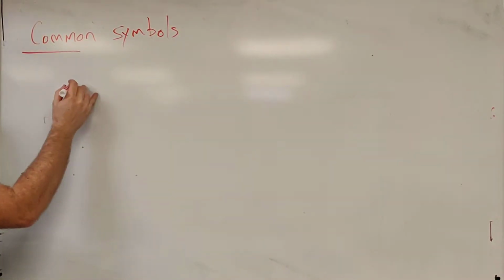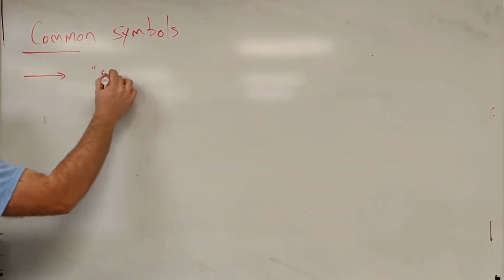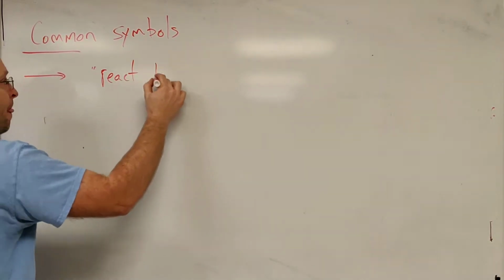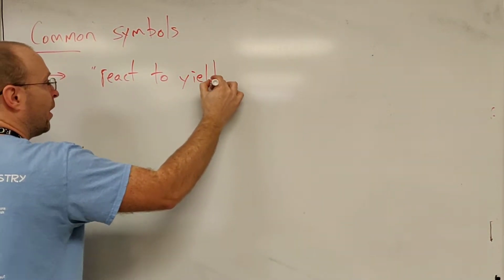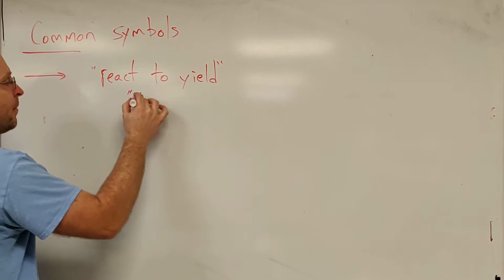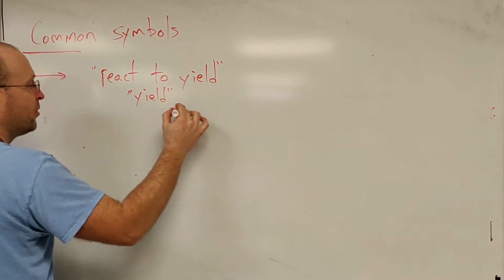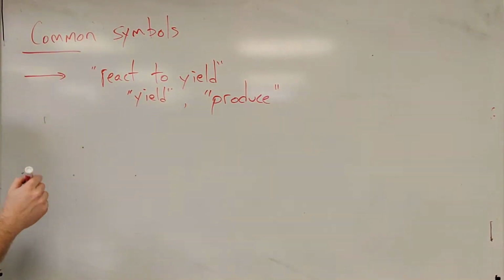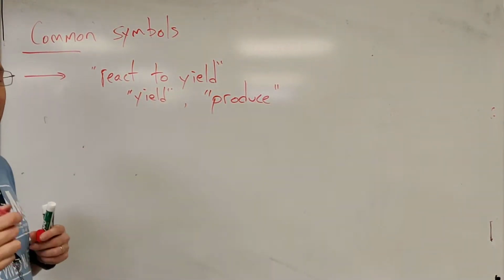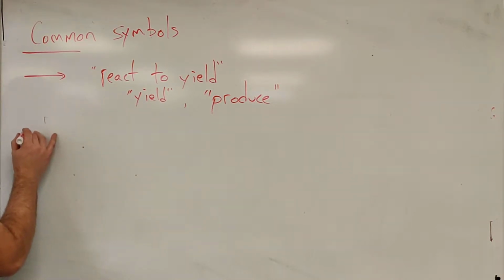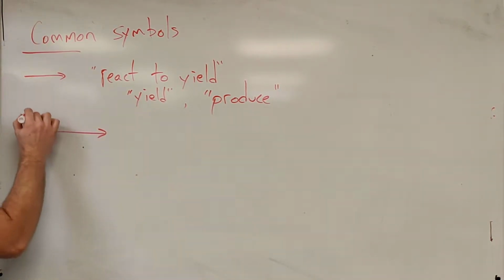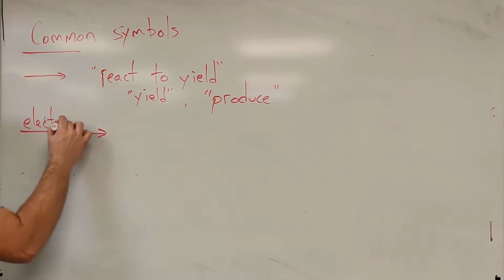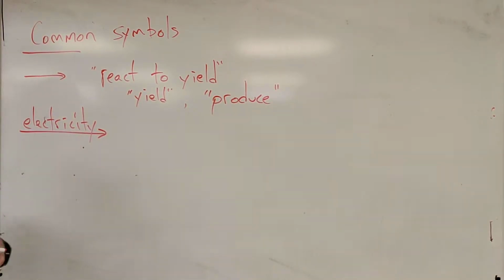Right? When you see an arrow, that's react to yield, or produce, or whatever. And you can modify that arrow a bit by adding things above it. A common way to do that is you might put something like electricity. That's a situation where you have electricity used in your chemical reaction. Generally we see that with electrolysis reactions.